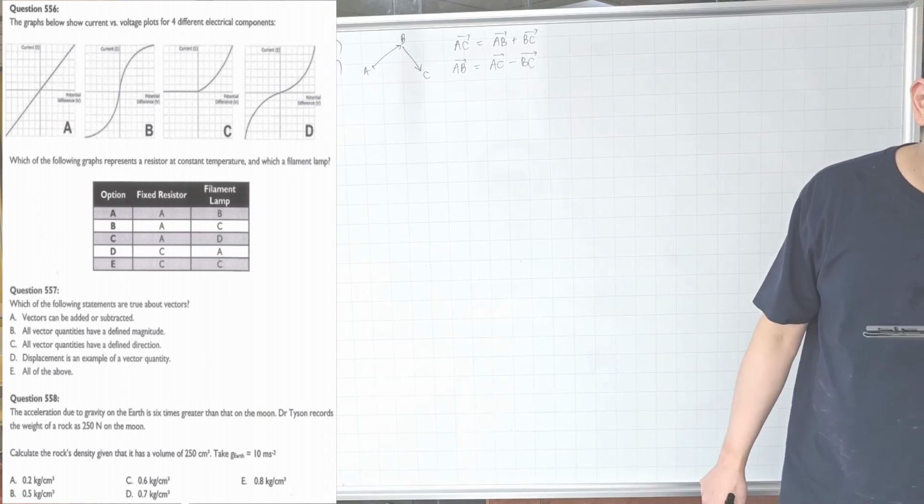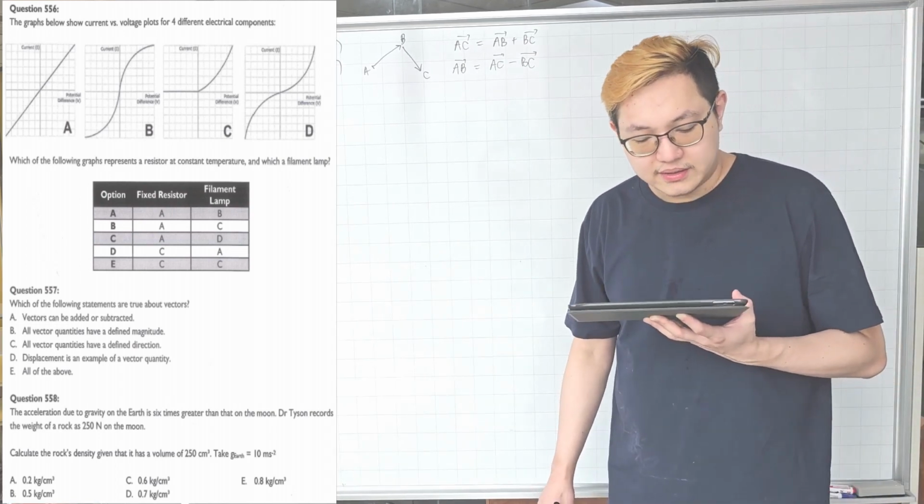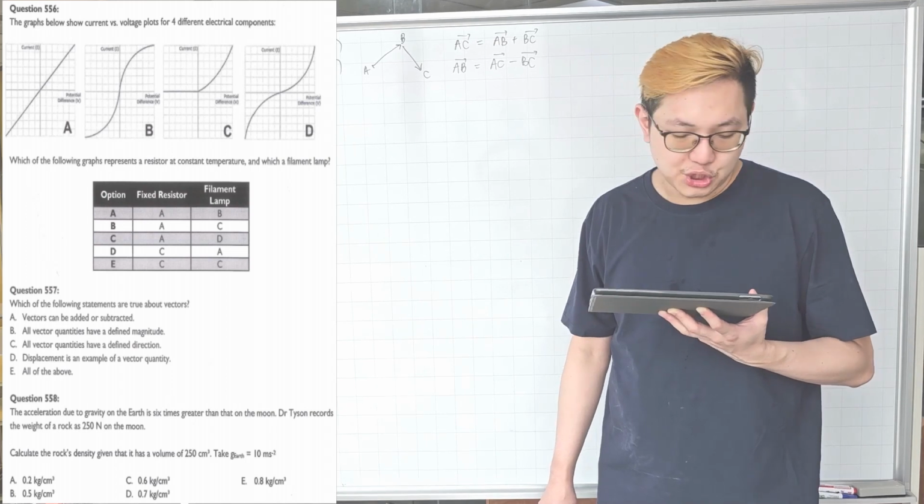So B is correct. C. All vector quantities have a defined direction.